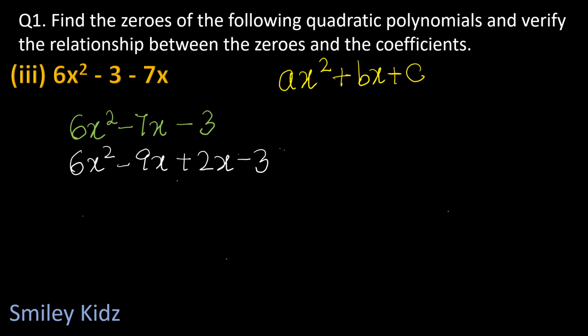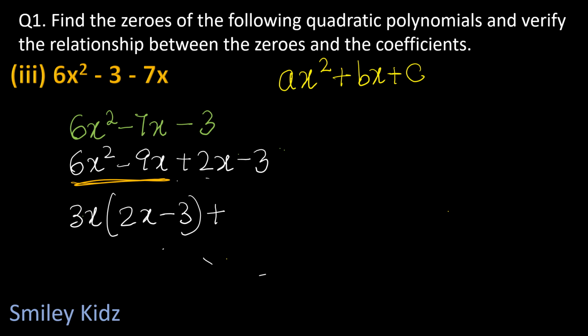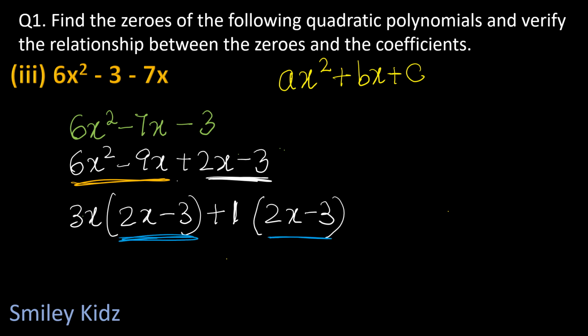Now, out of the first one, 6x square minus 9x, we can take out 3x common, isn't it? So it's going to be 3x common. So it will be 2x minus 3. Then in the second one, I'm taking 1 common out of it. So it will be 2x minus 3 because we don't have anything common to be taken out in the second one. So this is how we are ending up with our answer, and we are able to find out that 2x minus 3 is common. So 2x minus 3 will be the first one. And then we have 3x plus 1, isn't it?